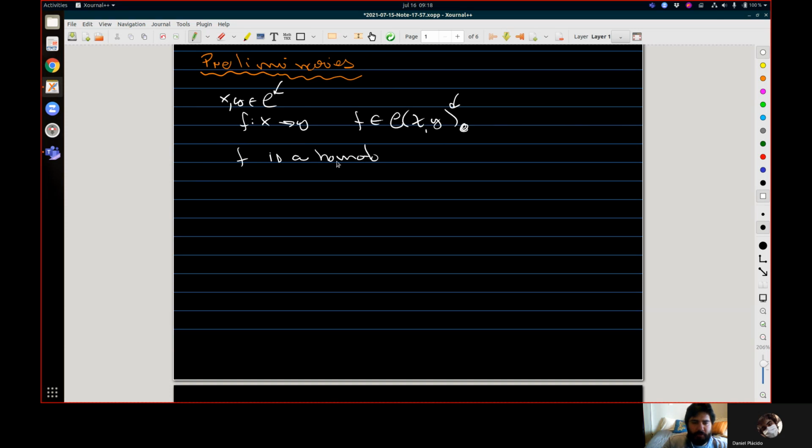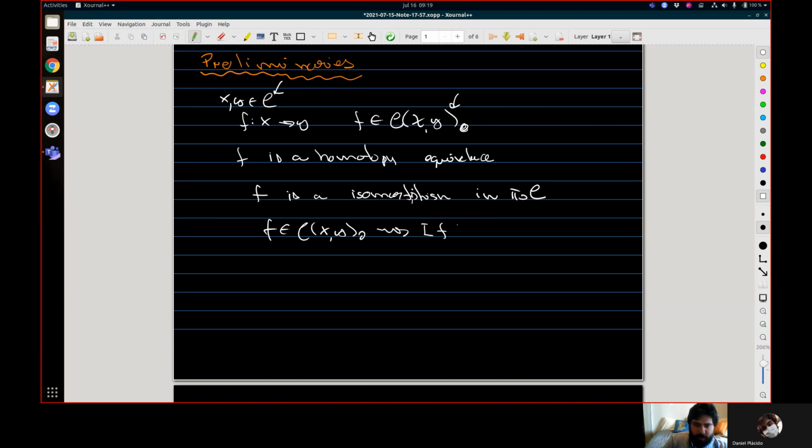So f is a homotopy equivalence if f is an isomorphism in π0(C). So that is to say that we have f, a zero simplex here. So f is taken to its equivalence class, which goes between the same objects, because the objects of π0(C) are the same as those of C.